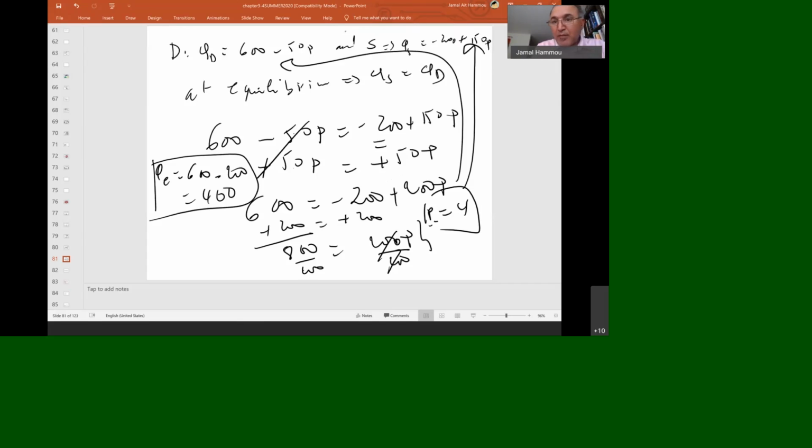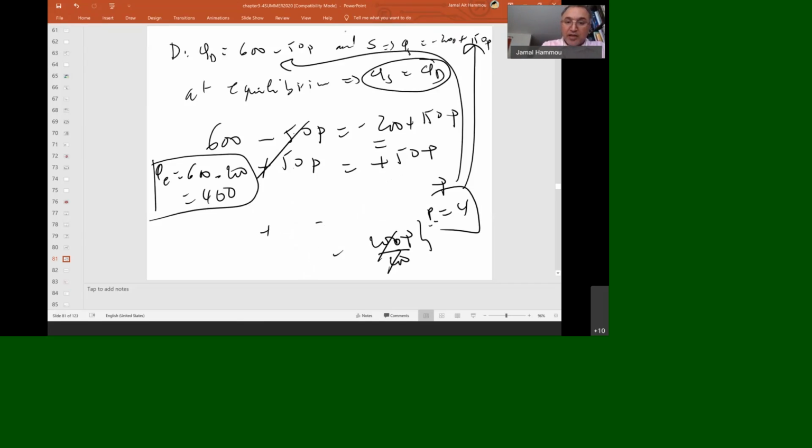I will do the same thing with the other equation. I have to come up with the same number because I'm starting from where they are equal. So if I have 400, I have to see if I come up with 400 here. So minus 200. Okay, so I know the price equilibrium equals 4. I just take the number 4 and plug it in each equation, just for verification.